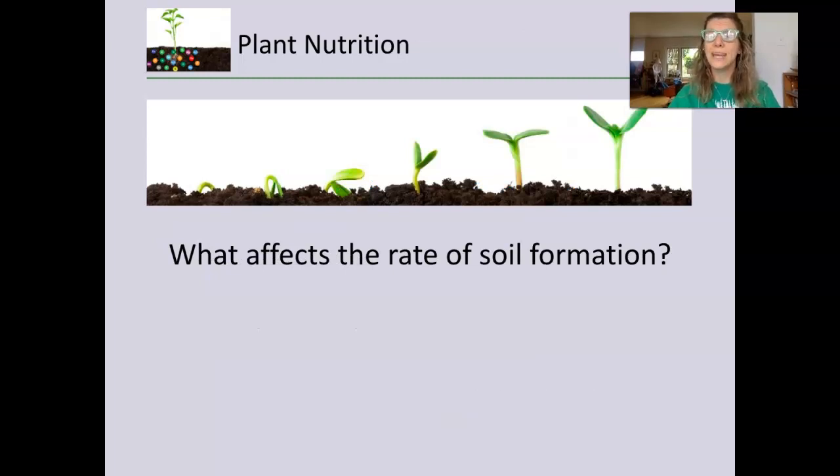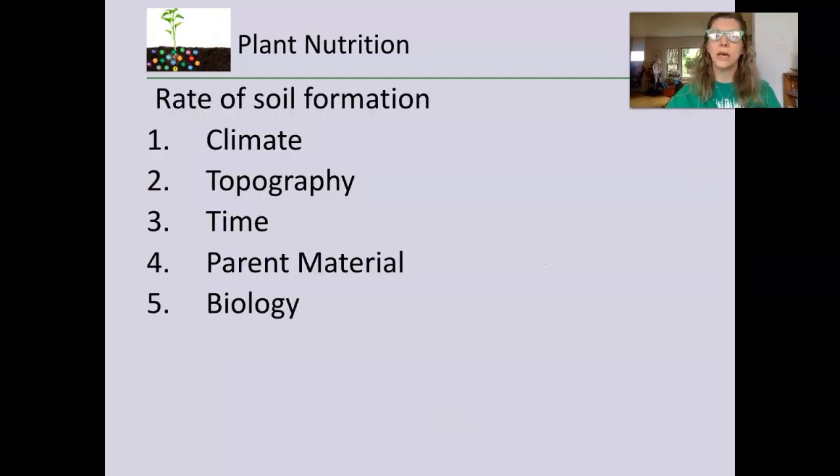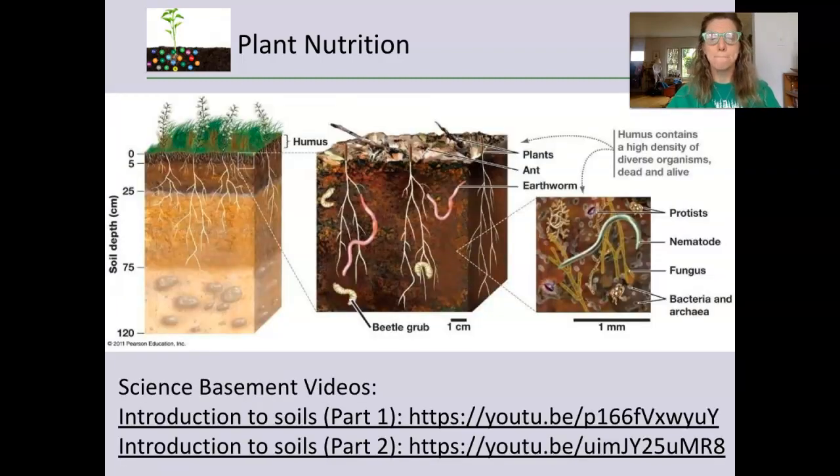What affects the rate of soil formation? Well, a lot of things affect that. So climate affects that, topography, time, the parent material, so whether it came from, I don't know, clay, or a certain type of rock, and then the biology, what organisms are present there. And so there are a bunch of cool videos that are great to watch to help educate you about soil, but this shows you a little bit about the complexity of soil and all the different organisms that play a role in making soil effective.